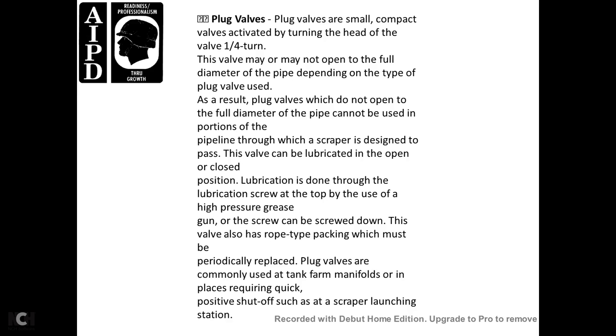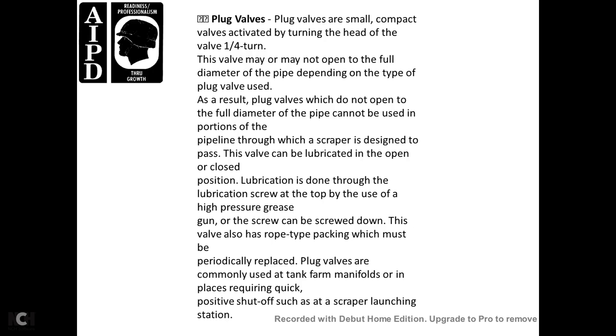Plug valves. Plug valves are small, compact valves activated by turning the head of the valve 1/4 turn. The valve may or may not open with the full diameter of the pipe depending on the type of the plug valve. As a result, the plug valves which do not open to the full diameter of the pipe cannot be used in the portion of the pipeline through which the scraper is designed to pass.